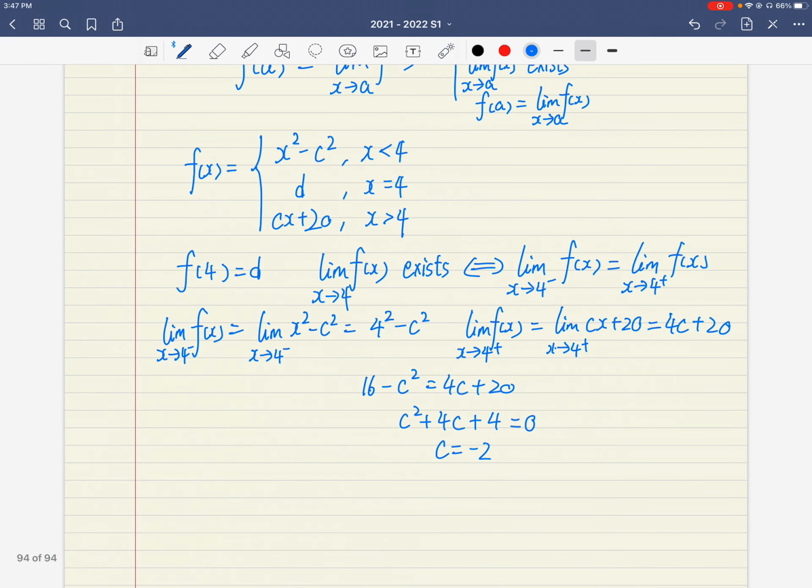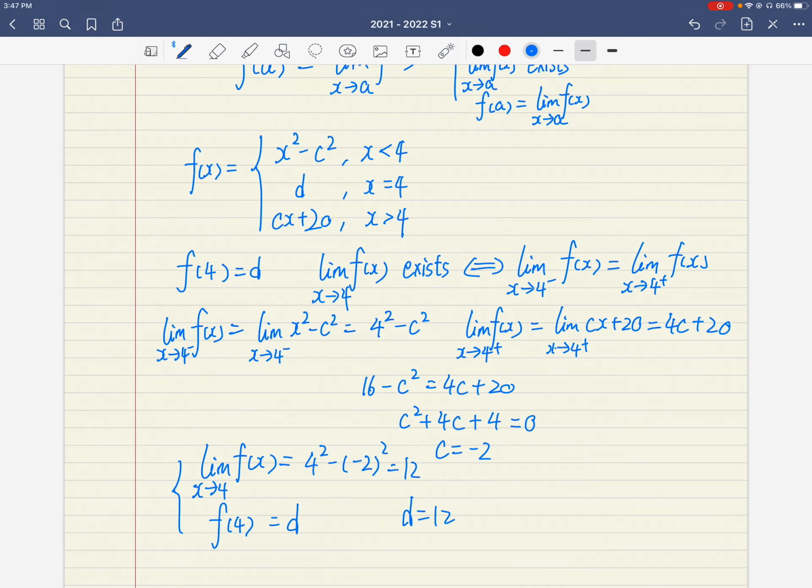So that's the value of c. And that's not enough. So now you know the limit of f(x) when x is approaching 4 is 4 squared minus negative 2 squared, which is 12. It should be the same as f(4). What is f(4)? f(4) is d. So d must be 12. So the answer: c is negative 2, d is 12.